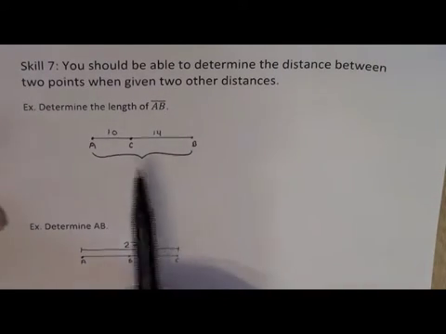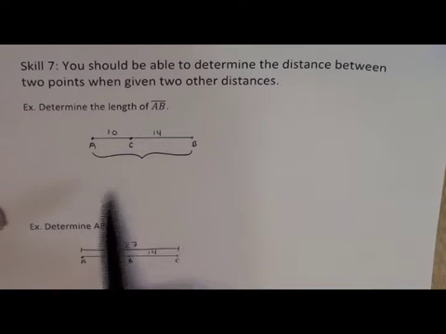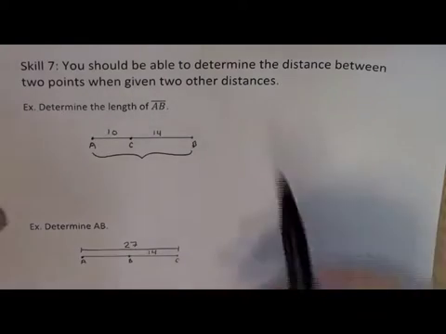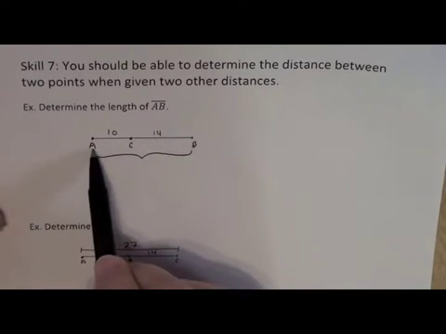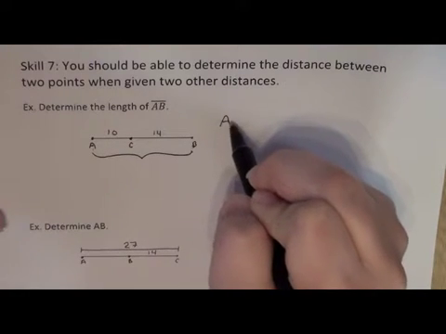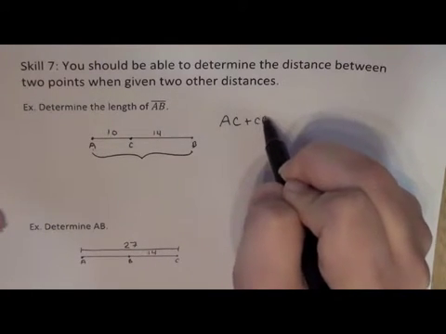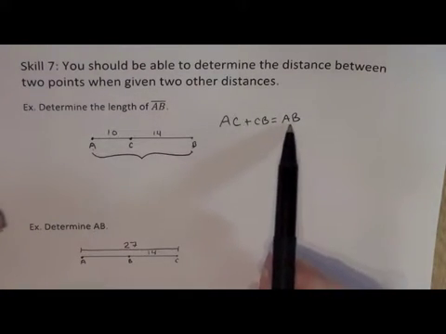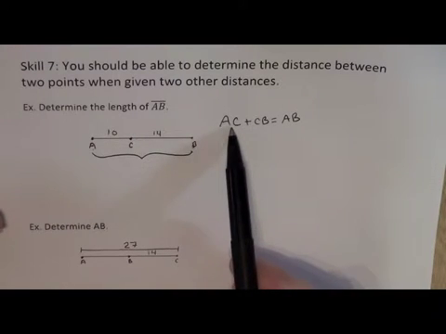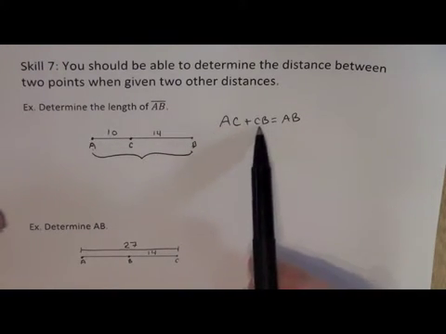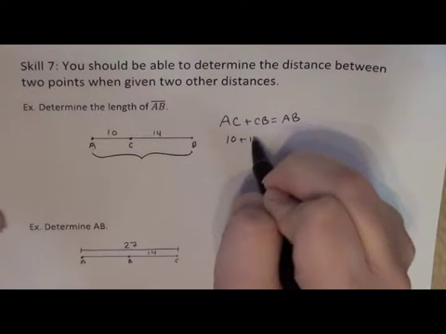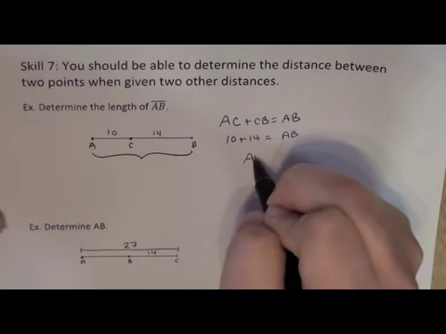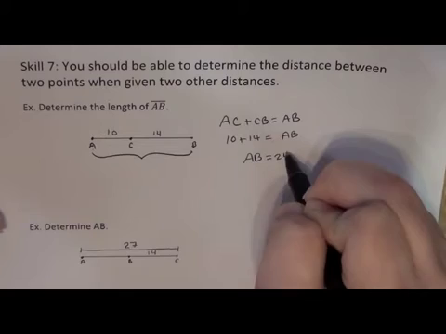What the picture gives us is that the distance from A to C is 10, and the distance from C to B is 14. So, since C is between A and B, we know that AC plus CB is equal to AB. That is, to get the length of AB, we just need to add the length from A to C plus the length from C to B. So 10 plus 14 equals AB, and what we get is AB equals 24.